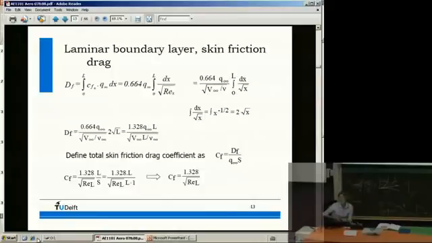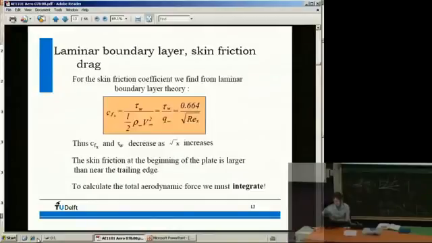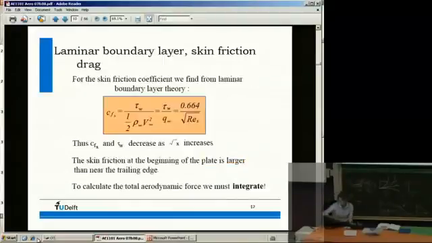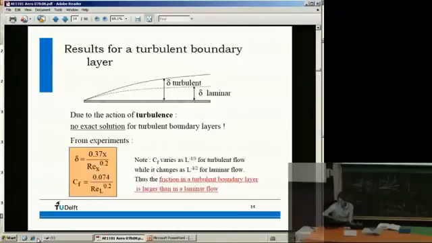So if we put the plate in a high Reynolds number, we have a thin boundary layer, right? So that was laminar flow.